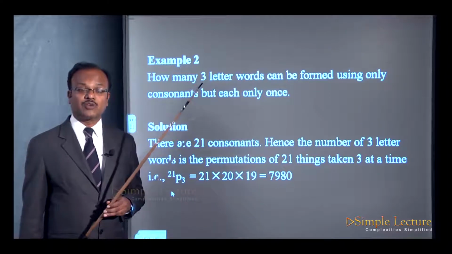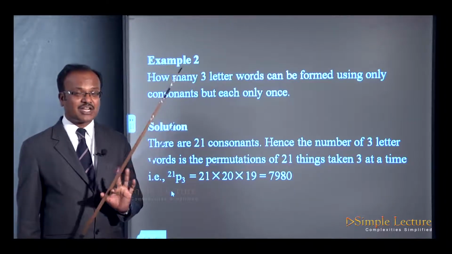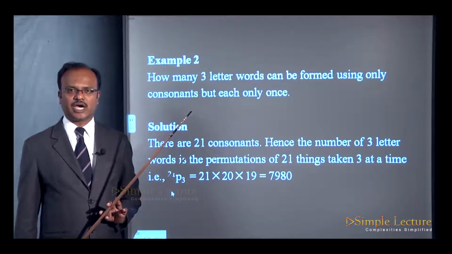So, therefore, you can form 7980 words, that is 3-letter words, using the 21 consonants. I hope you have understood this.